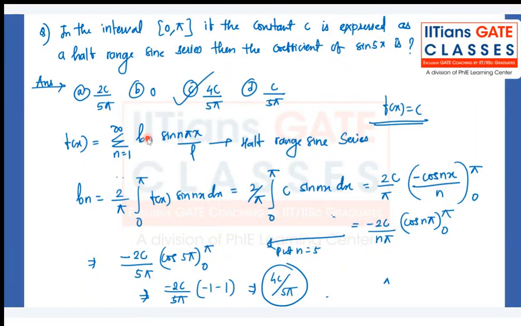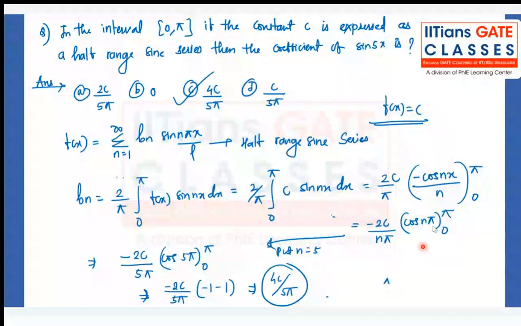Let's move to the next part of the question. bn is equal to 2 by pi integration 0 to pi f of x sine of nx dx. 2 by pi as it is, 0 to pi, f of x is a constant in this case, which you can take out. So 2c by pi integration 0 to pi sine of nx. Integration of sine of nx is minus cos of nx by n. Put the limit 0 to pi. So minus 2c by n pi, you can take it out, and cos of nx with limit 0 to pi.